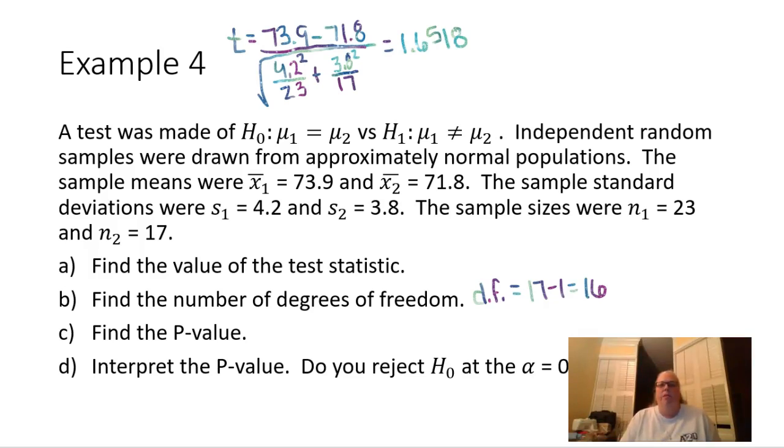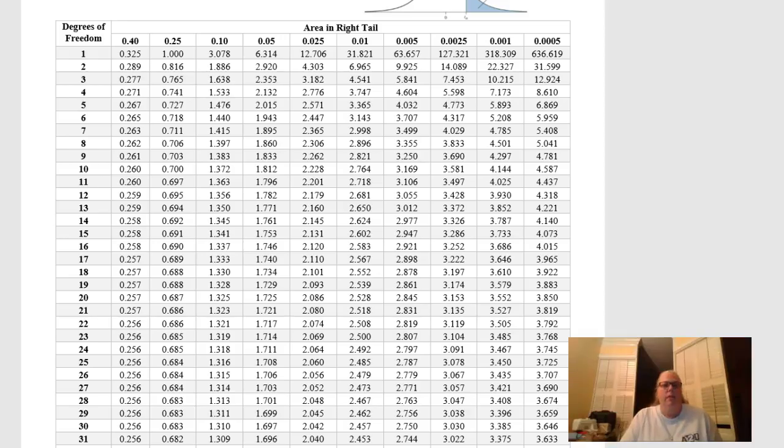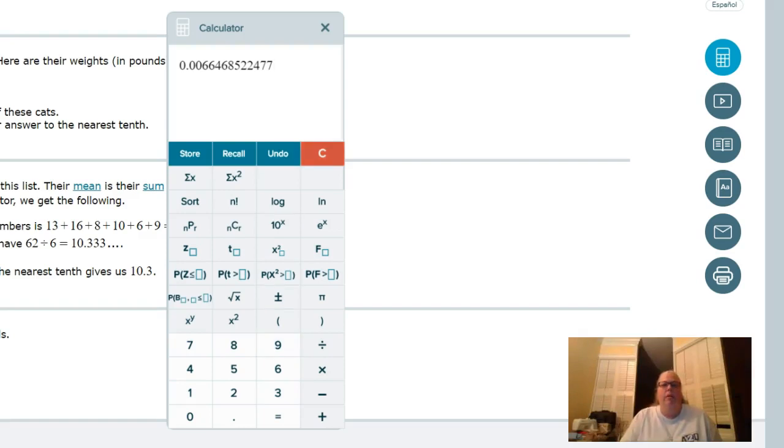Part C, find the p-value. We can pull up table A3 and look on line 16 and hope that we find 1.6518. Line 16, 1.7, 1.3. So it's not in the table. I'm going to pull up the ALEKS calculator again and do it that way. Let's clear this one out. We are doing a t-test.